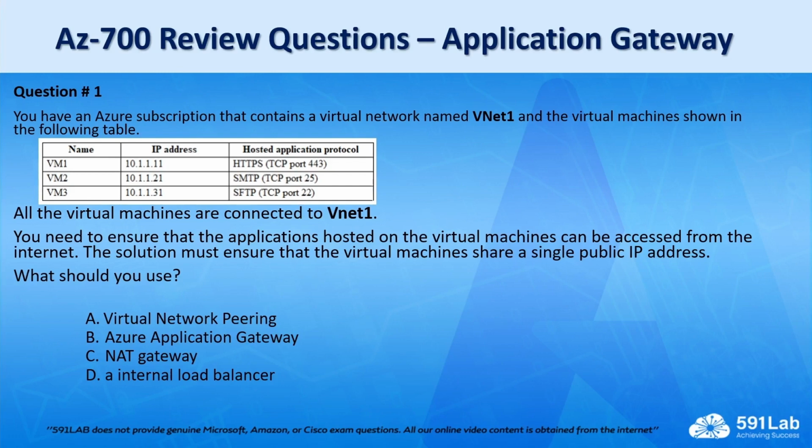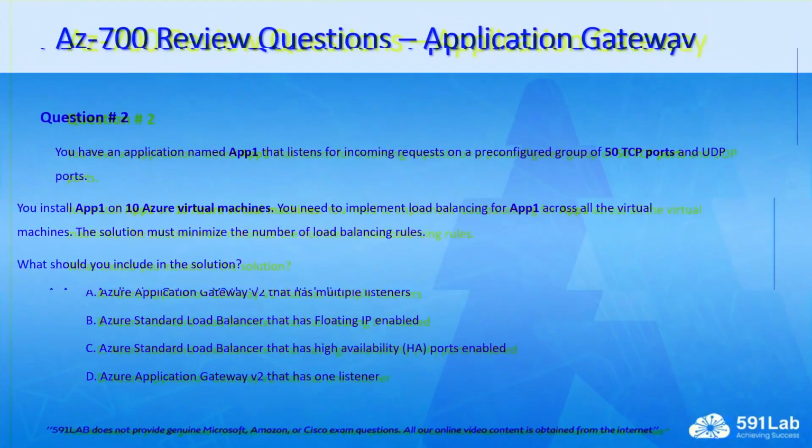That's fine. Now, the next part of the question says you need to ensure that the applications hosted on the virtual machines can be accessed from the internet. And the solution must ensure that the virtual machines share a single public IP address. What should you use? Let's move to the next question.